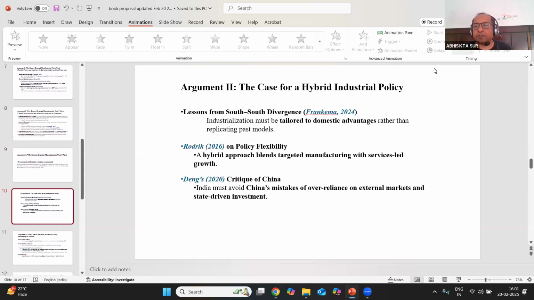In argument 2, we try to address the problem that we stated in argument 1, when we say that there is a case for a hybrid industrial policy for India. And this is again taken from these 3 papers that I have mentioned. The basic structure: industrialization must be tailored to domestic advantages rather than replicating past models. One of the key takeaways from the South-South Divergence paper by Frankema and Bond 2024, sir, your paper on the critique of the Chinese model, and Rodrik's policy flexibility, is that a hybrid blend of targeted manufacturing with services-led growth might be suitable for certain emerging market economies like India.